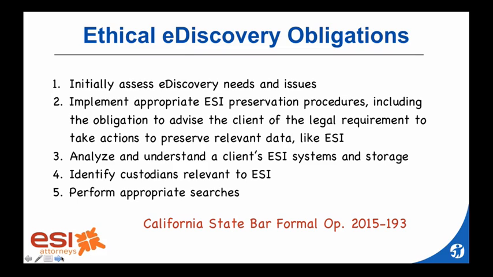This California opinion sets out 9 specific steps that lawyers need to be able to do in order to be considered competent under the California ethics rules at handling electronic discovery. And this is quite a list. Some of you are going to think, oh my gosh, I don't know how to do any of these things. These are essentially the steps of walking through the electronic discovery process. Assessing eDiscovery needs and issues, we've talked about that. Implementing ESI preservation procedures, putting a legal hold in place, identifying the information at the client that needs to be kept, and advising the client on making sure that information is either captured or collected. Analyzing and understanding a client's systems, identifying relevant custodians with the ESI, performing appropriate searches. Let's move to the next one.